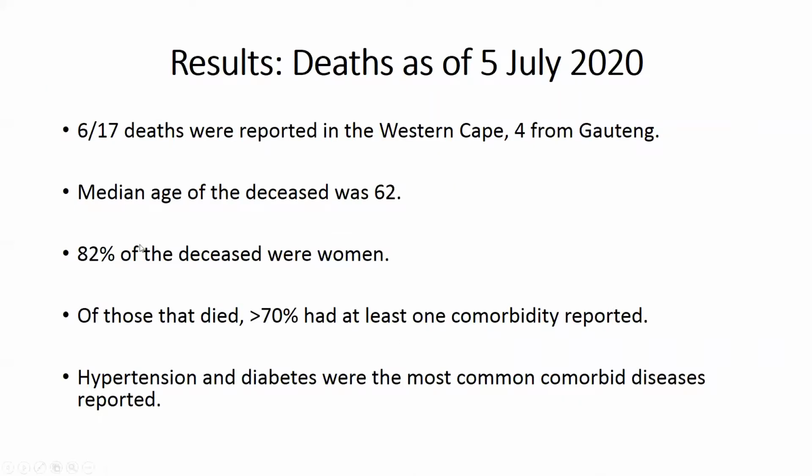So 6 of the deaths that were reported are from the Western Cape and 4 are from Gauteng. The median age of those who died was 62 years old, and 82% of the healthcare workers that died were women. Of those that died, more than 70% had at least one comorbidity reported, and hypertension and diabetes were the most common comorbid diseases that were reported amongst those who died and amongst admitted healthcare workers.